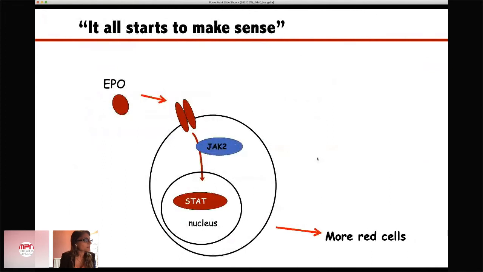So what then happens is this is a stem cell, and the stem cell hasn't quite decided what type of mature blood cell it's going to be. And EPO is a hormone that we make near our kidneys that tells our stem cells to make more red cells. And JAK2 is normally the protein that shuttles between EPO and the cell to tell it that, there's EPO around, we need to make more red cells.